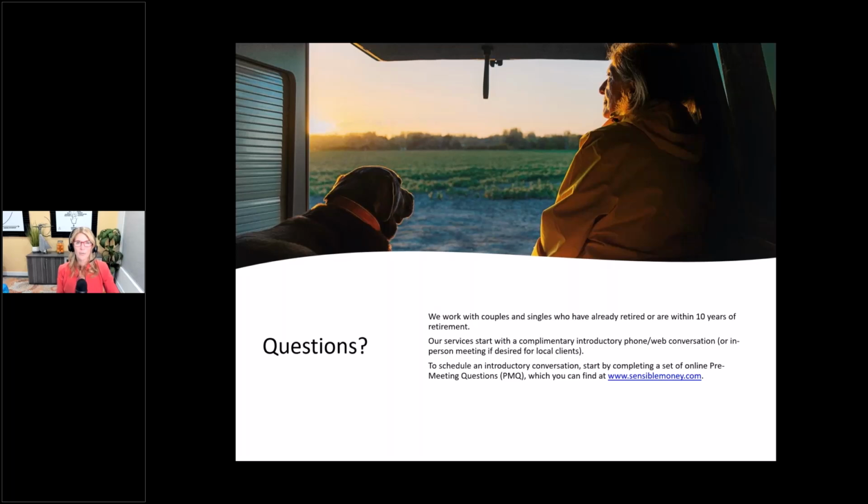Is there a rule of thumb for the percent of the portfolio to have in cash reserve at the time of retirement? And maybe this is also a good time, Dana, to talk about reserves in general and how we treat reserves in a plan. Yeah, so there isn't a rule of thumb because everybody's different, right?